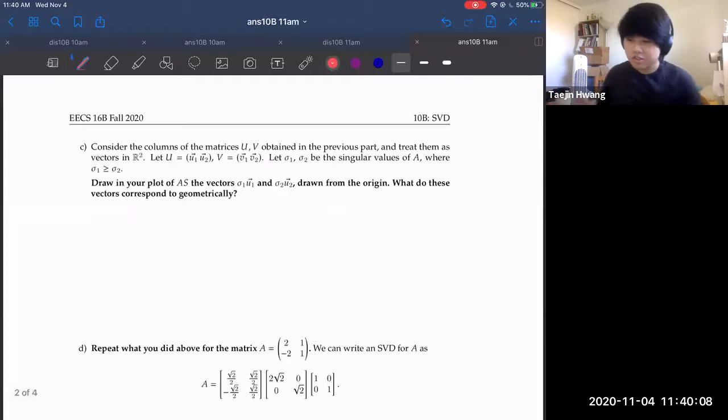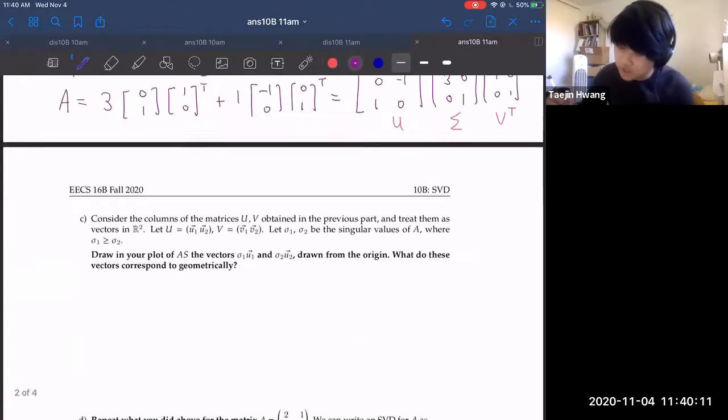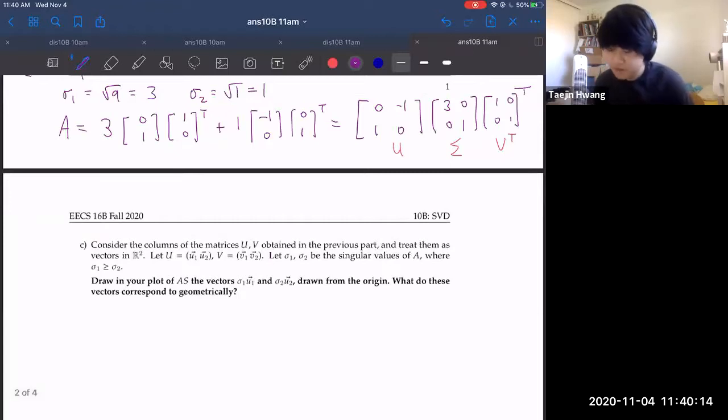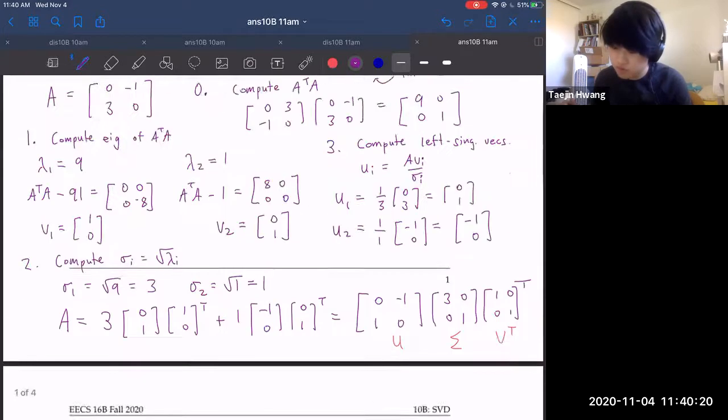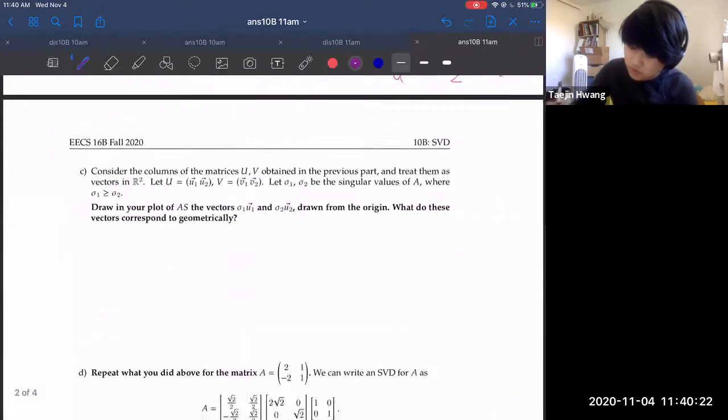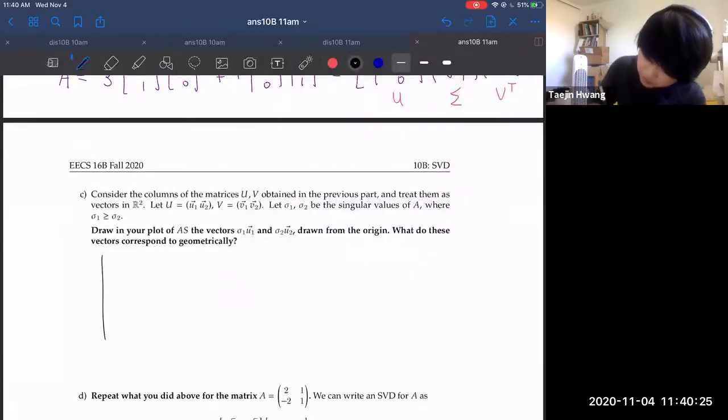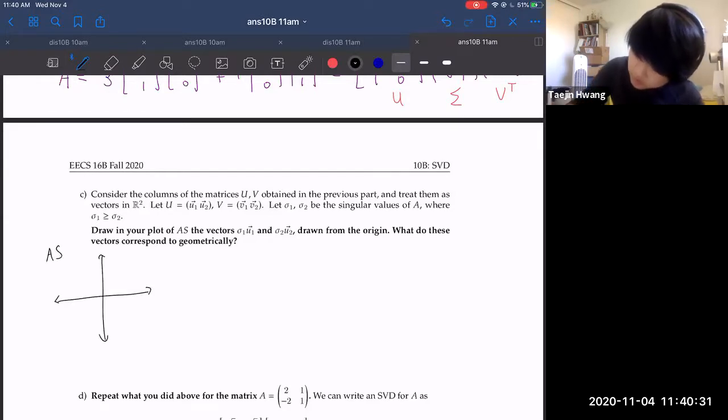now it's asking us to consider the columns of the U and V matrices, and let's re-examine our plot that we drew up here. So we're going to do this together, and I'm just going to redraw what AS looked like. Remember how we had an ellipse with axes at 3, 0, 0, 3, and minus 1 and 0.